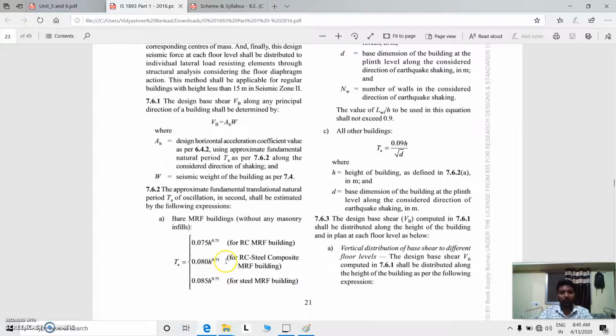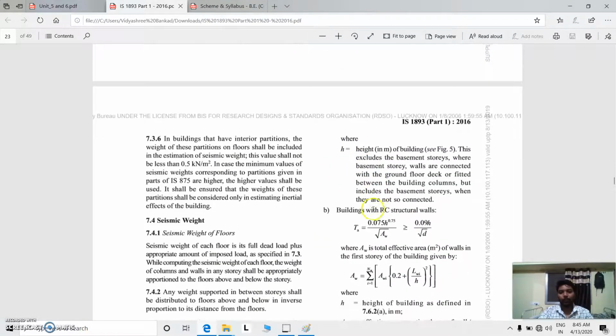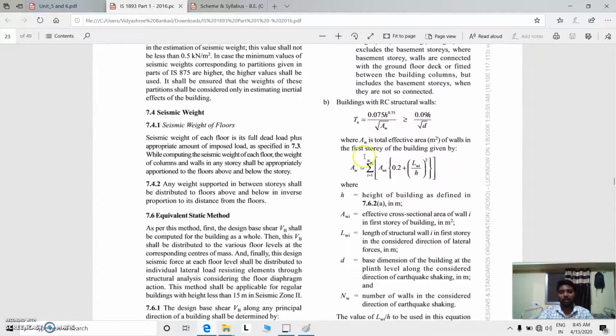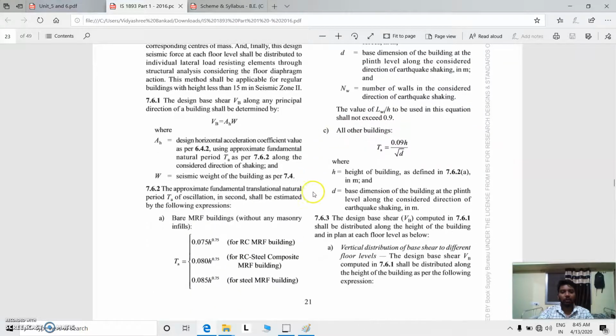If your structure contains infill walls, you have to consider a different formula, but as your syllabus considers buildings without infill walls, we skip it. Other than these RC moment resisting buildings, if you are provided with a simple building without moment resisting frames, you have to consider TA equal to 0.09 H over root D. Here H is the height of the building and D is the base dimension of the building at the plinth level along the considered direction.